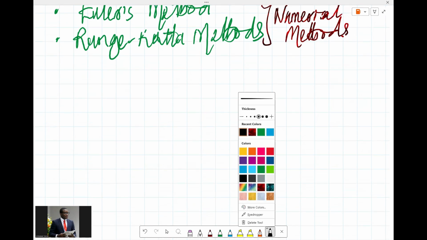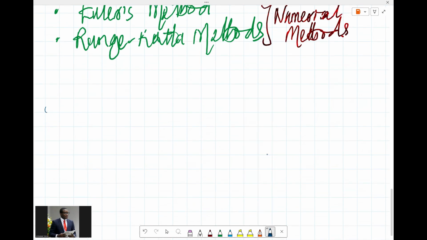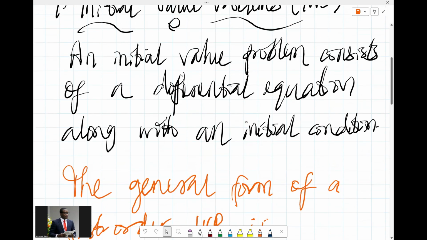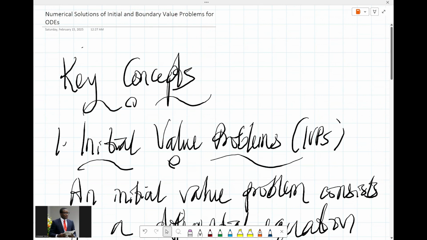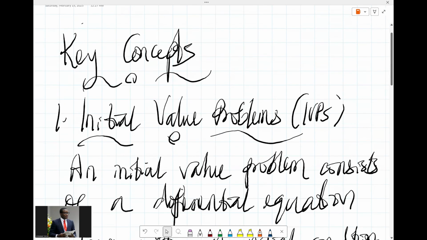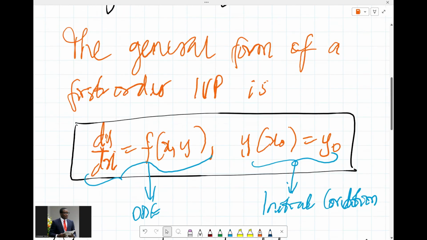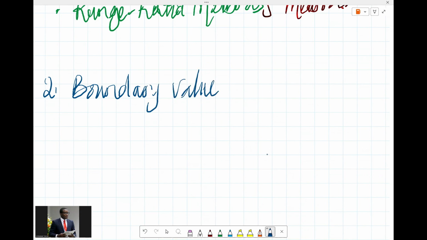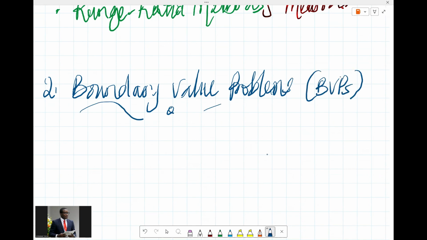Okay, let's talk about boundary value problems. We're still talking about key concepts under numerical solutions of initial and boundary value problems for ordinary differential equations. So we've talked about initial value problems. Now let's talk about boundary. So initial, you have a starting point. What about boundary? Boundary, you have points at two edges, at two ends. So you have boundary value problems, BVPs.